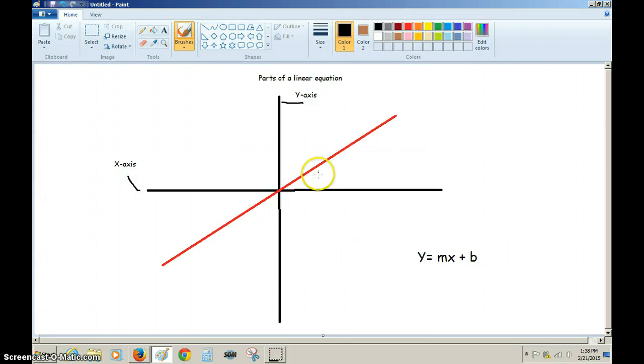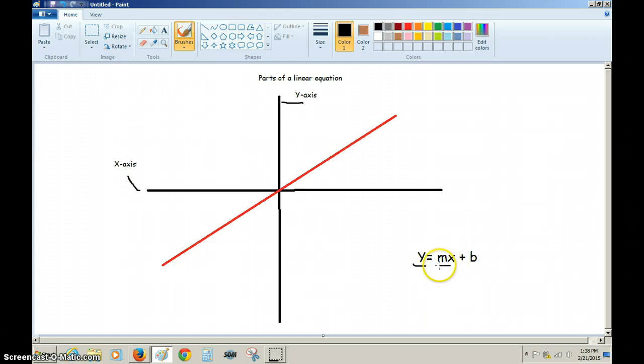Parts of a linear equation. A linear equation has four parts or components that occupy it. We have the y in a linear equation of y equals m times x plus b, y equals mx plus b. You have the y, which is equal to the y-axis, which I have labeled right here as the one that's vertical. Then you have the m right here.